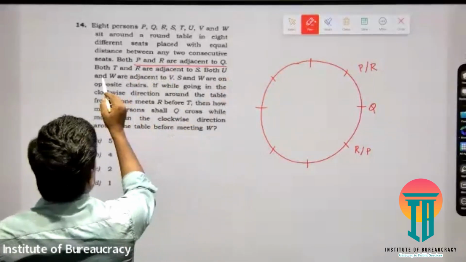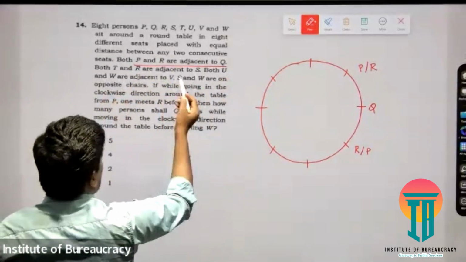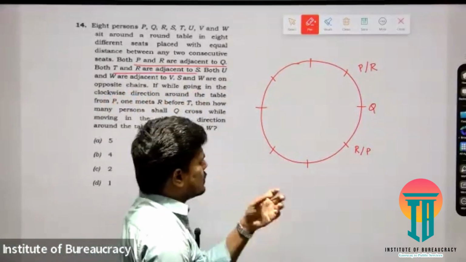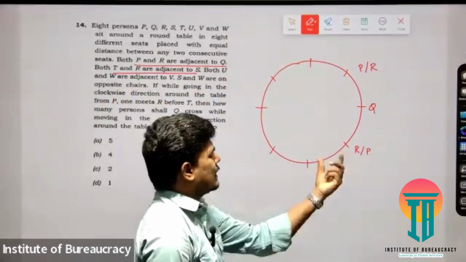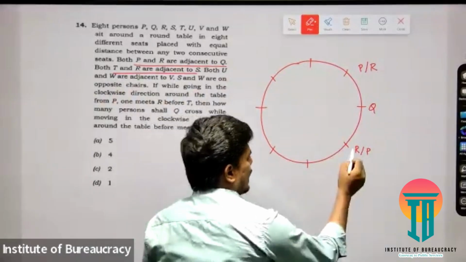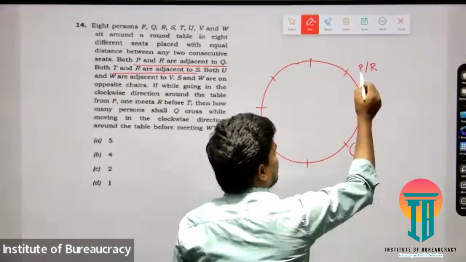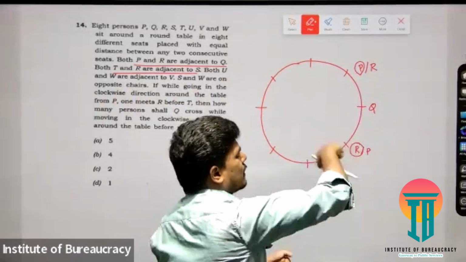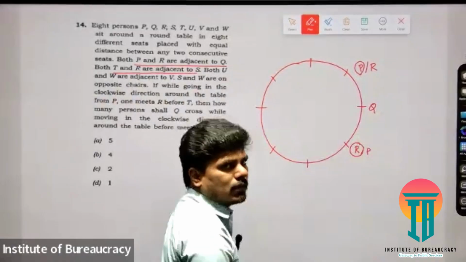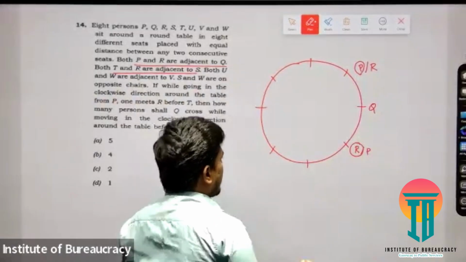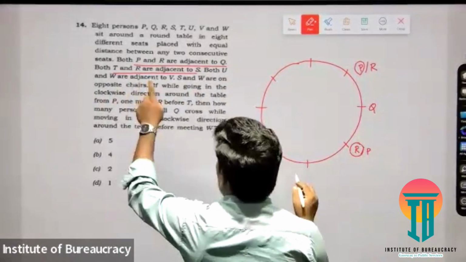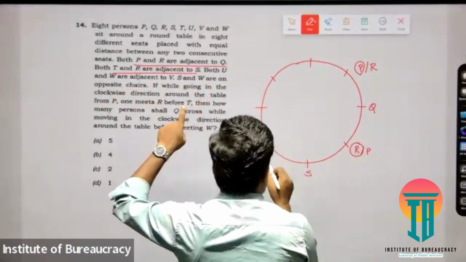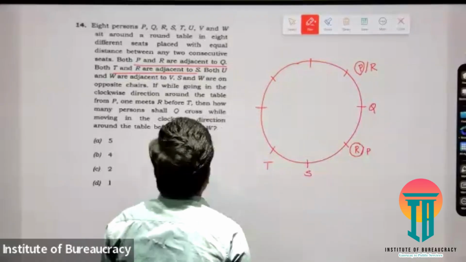And then next, both T and R are adjacent to S. So what I do is, I'll fix one thing first and then I will proceed. So let me take here R is sitting, here P is sitting. Like that I'll assume. Otherwise, if this is not working, then I have to move on to the other possibility. So if this is R, this is going to be S, this is going to be T. Now T and R are adjacent to S.